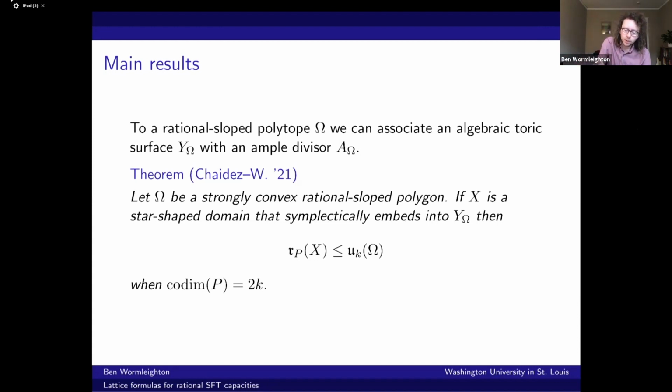And then what we find is that our UKs actually obstruct embeddings into Y omega as well. So suppose omega is a strongly convex rational slope polygon. So if you like, it's in the intersection between domains that define algebraic varieties and strongly convex domains. Then if X is any star-shaped domain symplectically embedding into the toric surface Y omega, then the RP capacity is bounded above by UK of omega. And again, when the codimension works out. So we get embedding obstructions into algebraic surfaces.